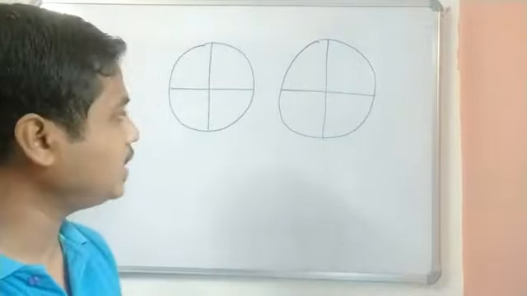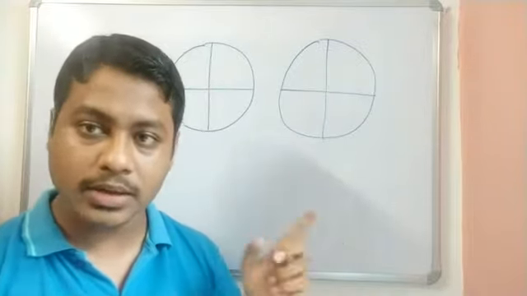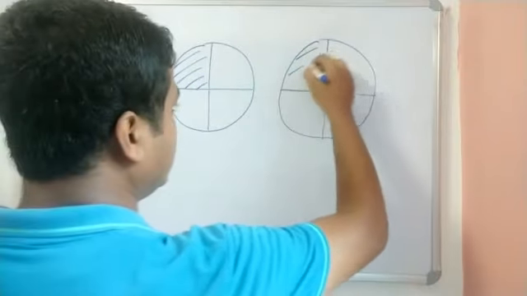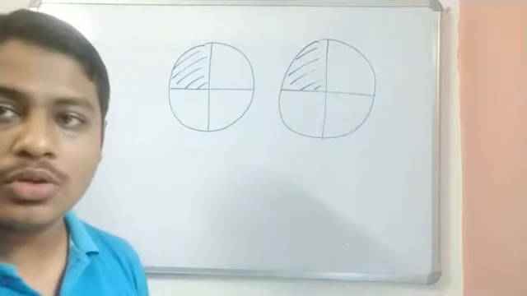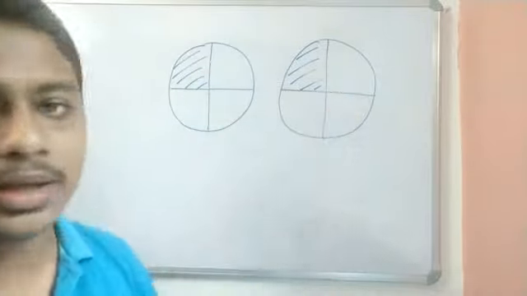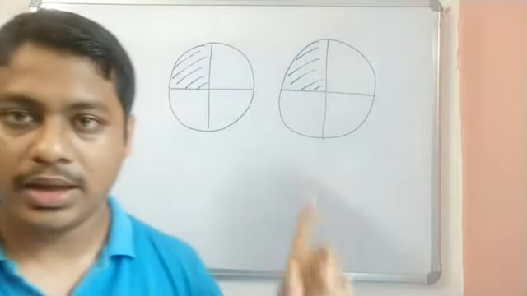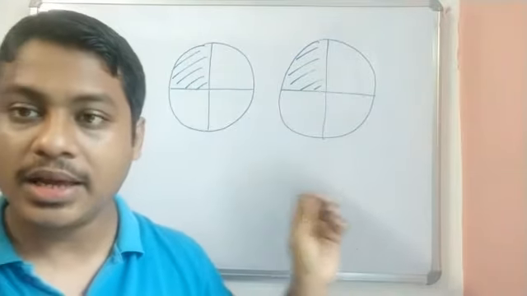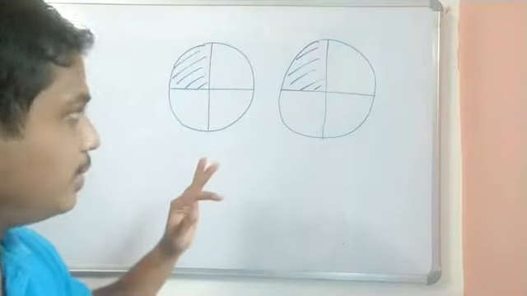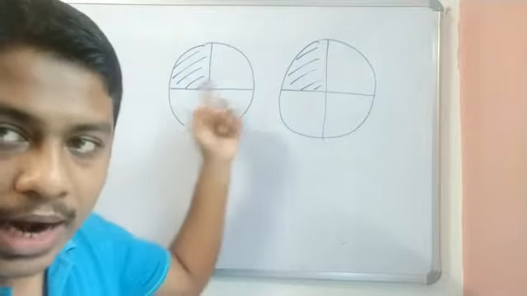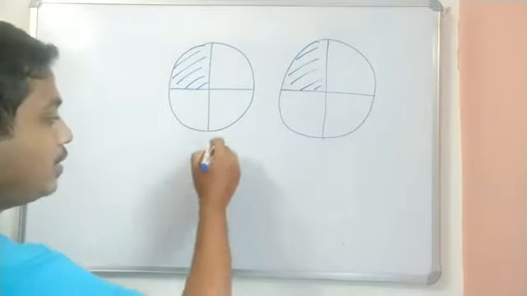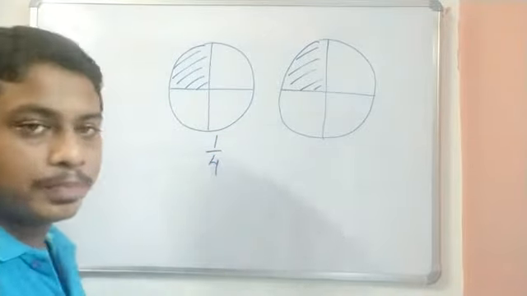Suppose out of these 4 parts in both circles, I make one portion shaded in each. The leftover portion you can see is 1, 2, 3; 1, 2, 3. If I want to represent this in the form of a fraction, how can you write it? Out of 4 total parts, how many have you shaded? You have shaded 1 part. So here you can write 1 by 4.